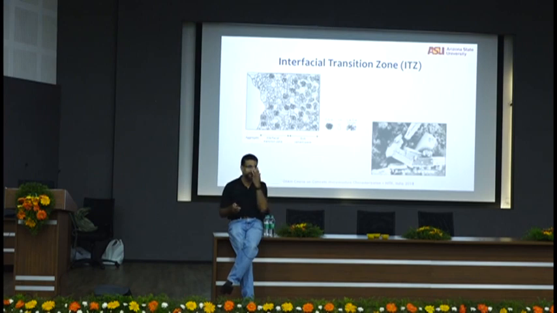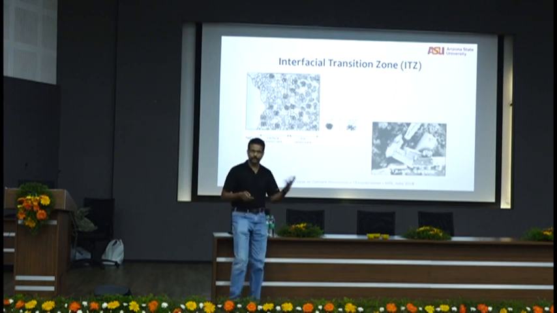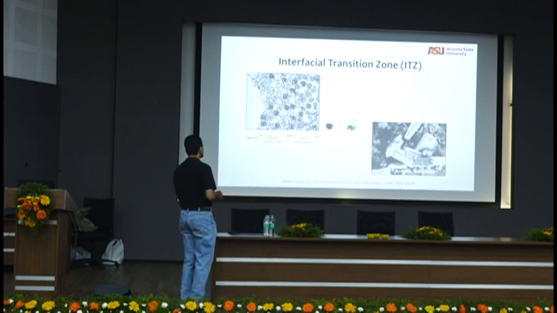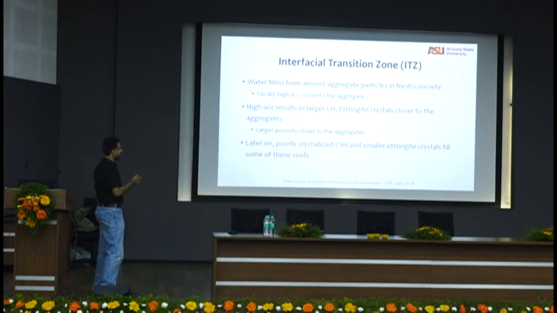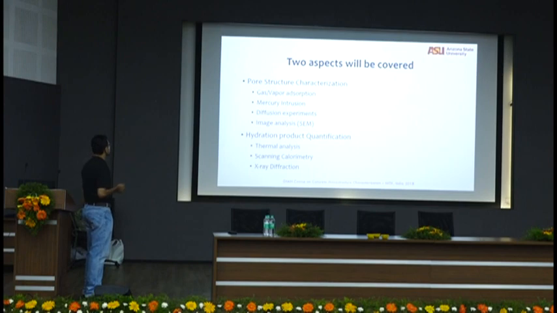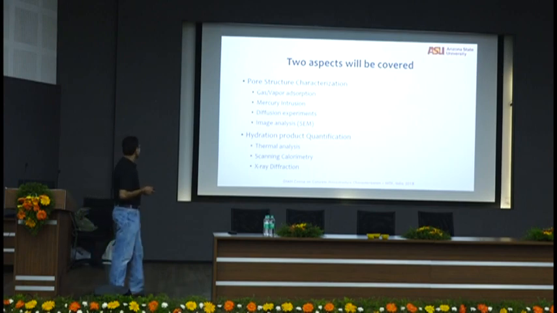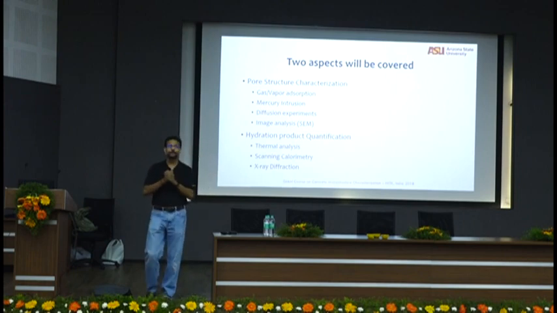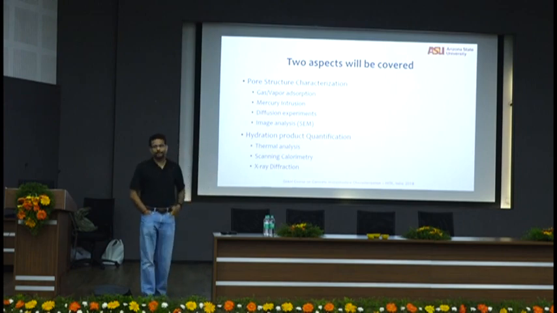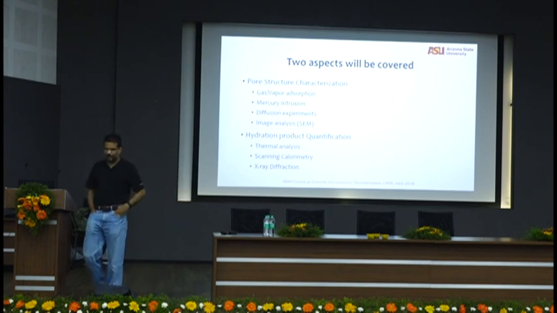The advantage of densifying the zone is that your moisture and ionic transport will be much slower. Right? Your corrosion will be delayed. All the other durability issues will be delayed. Higher water cement ratio results in larger CH, ettringite closer to aggregates, poorly crystallized CSH and smaller crystals fill some of those voids. Okay. Now we will get into characterization, pore structure characterization at the cement paste level. We'll do more of the concrete level later.